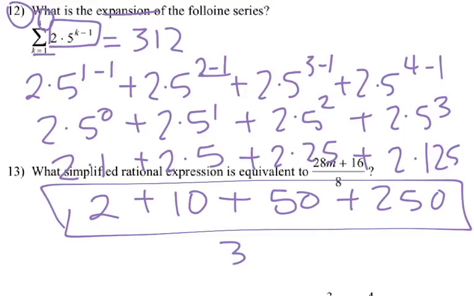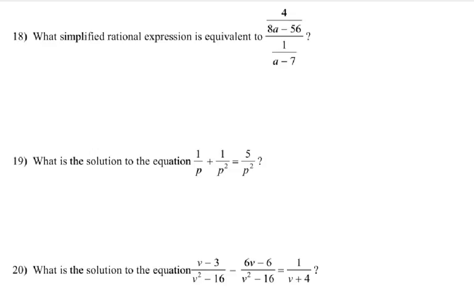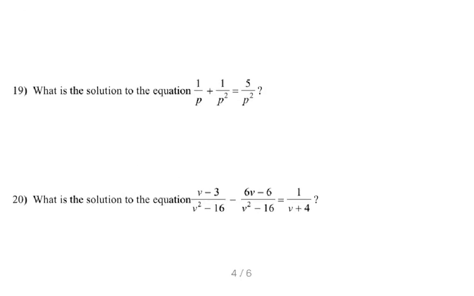Okay, if we added it all up and it wanted the summation, it would be 312. But when it asks for an expansion, that's all it wants right there. Okay? So now back to these last problems, right?